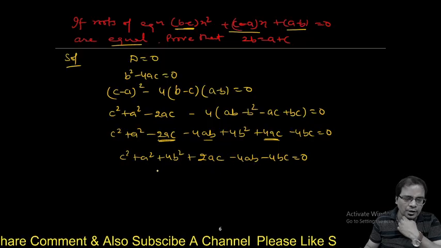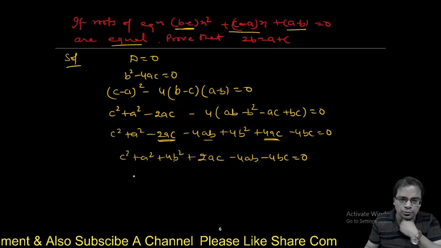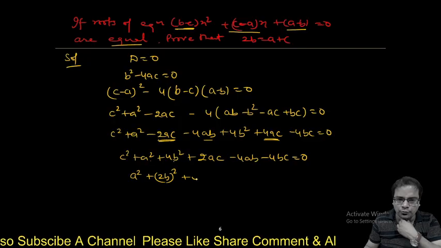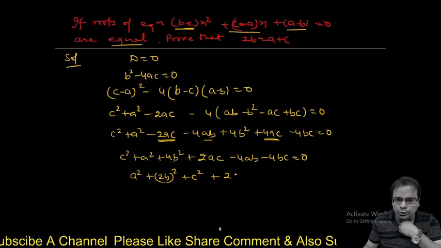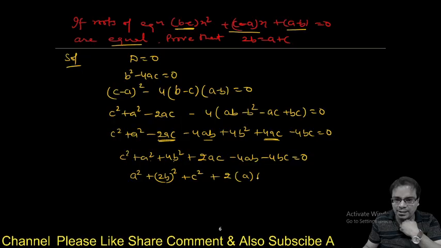Now what to do next? As here we have a square plus 4b square, we write it as a square plus 2b whole square, plus c square plus 2 into the first term, that is a, and the second term, that is 2b.